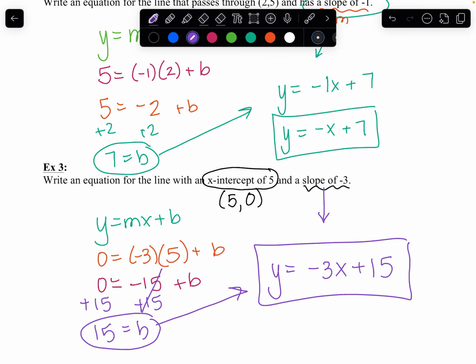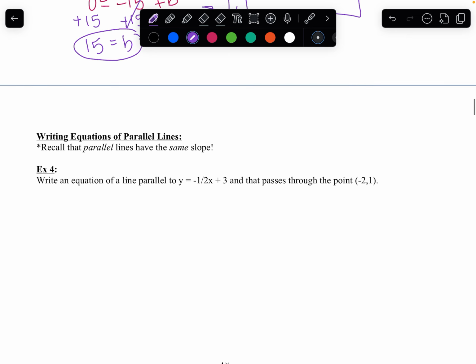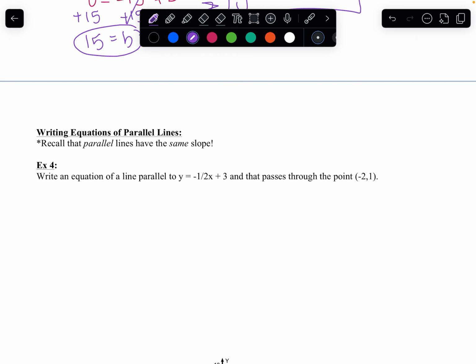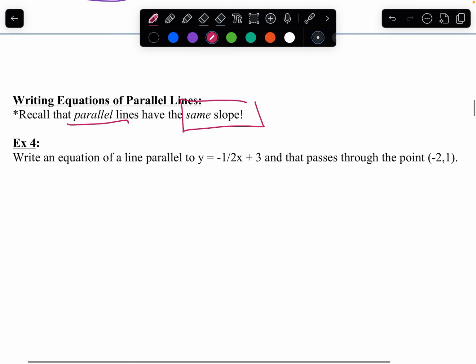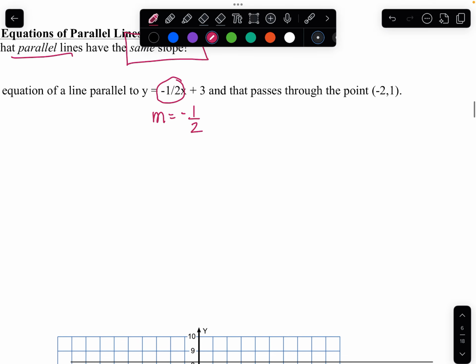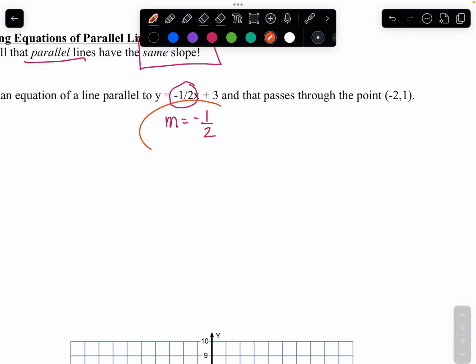There we go. Okay, we got one last problem, parallel lines. So parallel lines have the same slope. So if we're asked to find any line that's parallel to y equals -1/2 x plus 3 and passes through a different point, what we have to do is recognize that for it to be parallel, we have to have the same slope. So we now have our slope and a point, x, y.